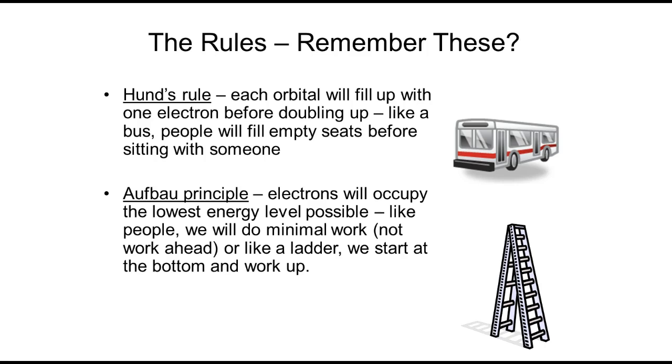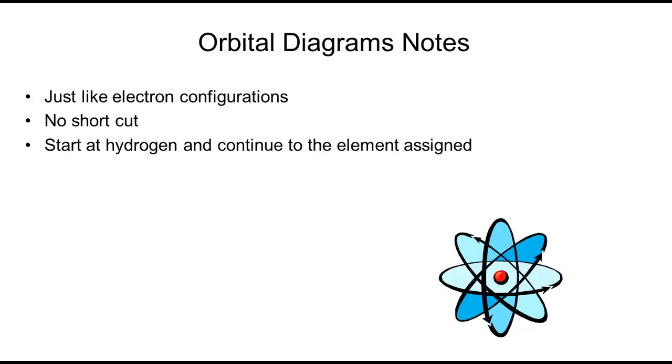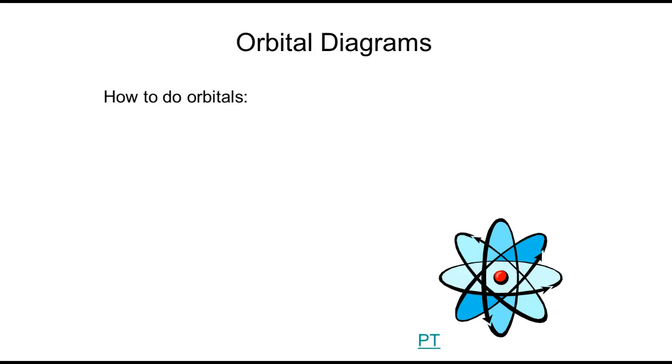So in an orbital diagram, remember, you do need to know Hund's rule. That's where each orbital fills up by themselves before doubling up, and the Aufbau principle saying that the electrons occupy the lowest energy level possible. So, like I said, orbital diagrams are just like electron configurations, except that there's no shortcut. And I can almost hear you all groaning already. Yes, you do have to start at hydrogen and work your whole way down to the element, and no, there is no shortcut. Okay, so yeah, it will be a good bit of writing, and you'll just have to deal with it.